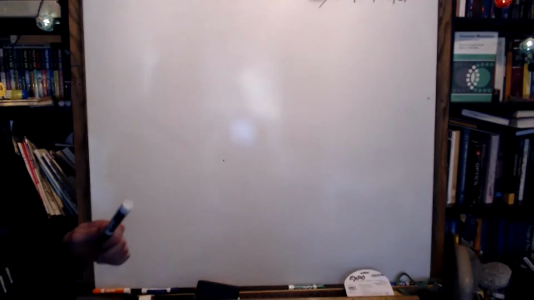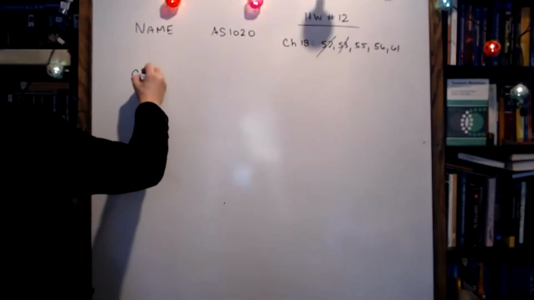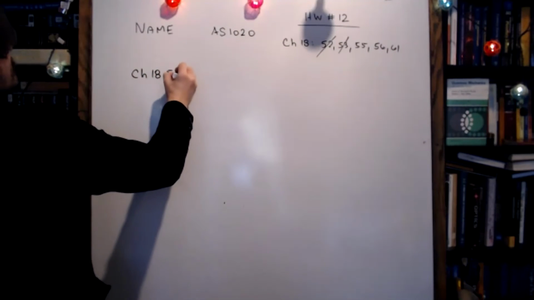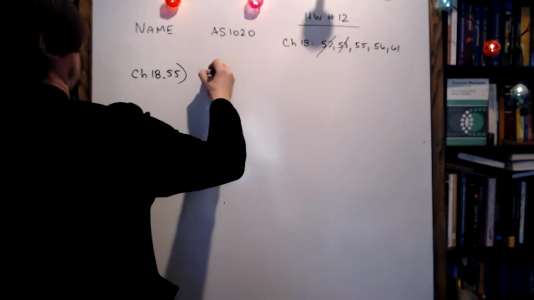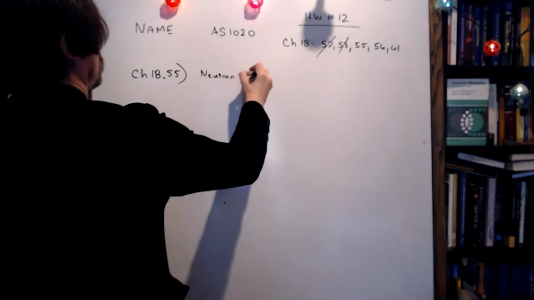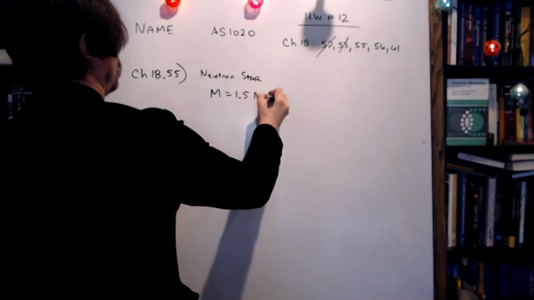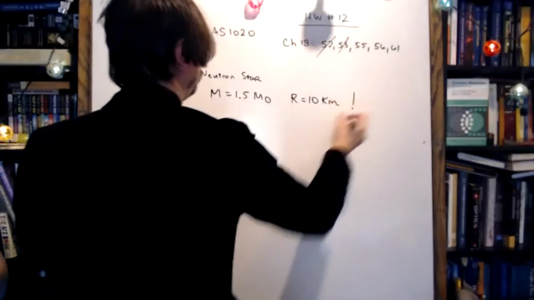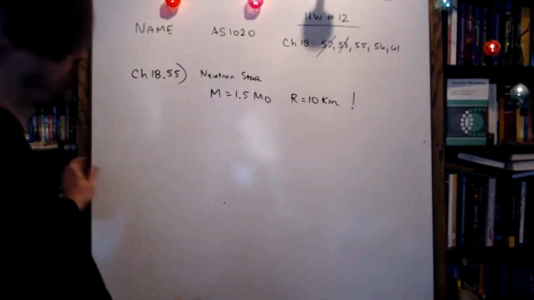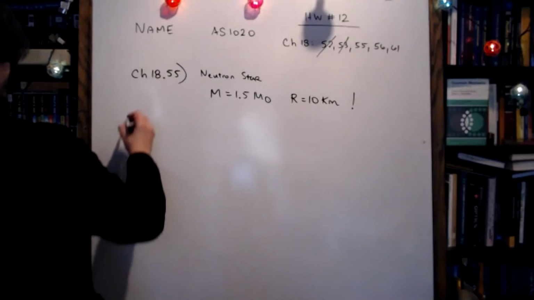Okay. Chapter 18, number 55, Arunsak. Hit me. Neutron star density. A typical neutron star has a mass of about 1.5 solar masses and a radius of 10 kilometers. Calculate the average density of a neutron star in kilograms per cubic centimeter. Is this a part A or what? This is part A. What I just read was part A.